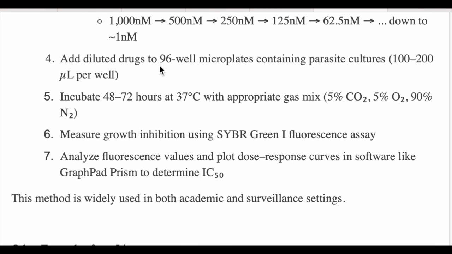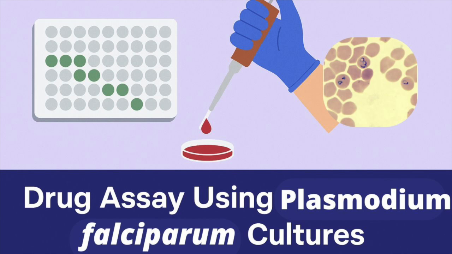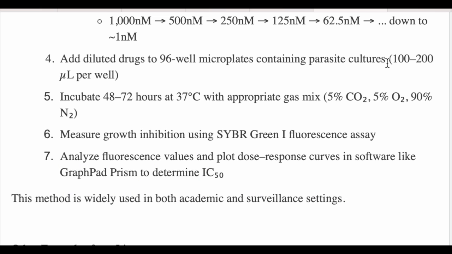Then you add your diluted drugs to 96-well microplates containing parasite cultures. The volume is around 100 to 200 microliters. You incubate the parasites with the drug for 48 to 72 hours at 37 degrees Celsius with an appropriate gas mixture. Then you measure the growth inhibition using an assay like the SYBR Green I fluorescent assay.